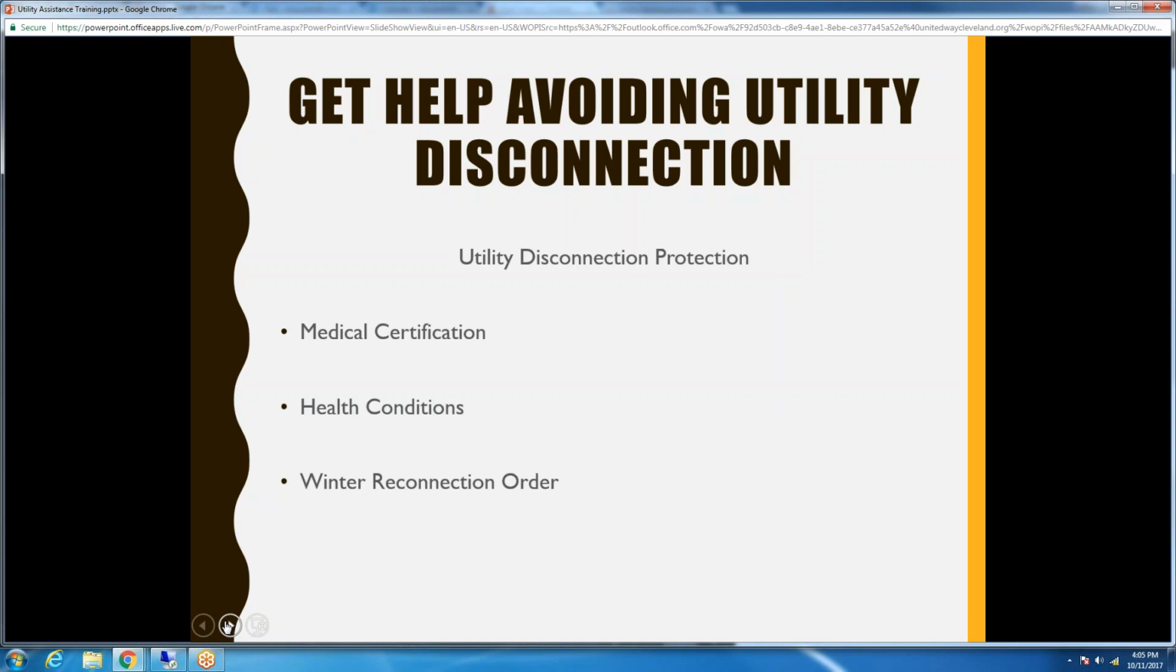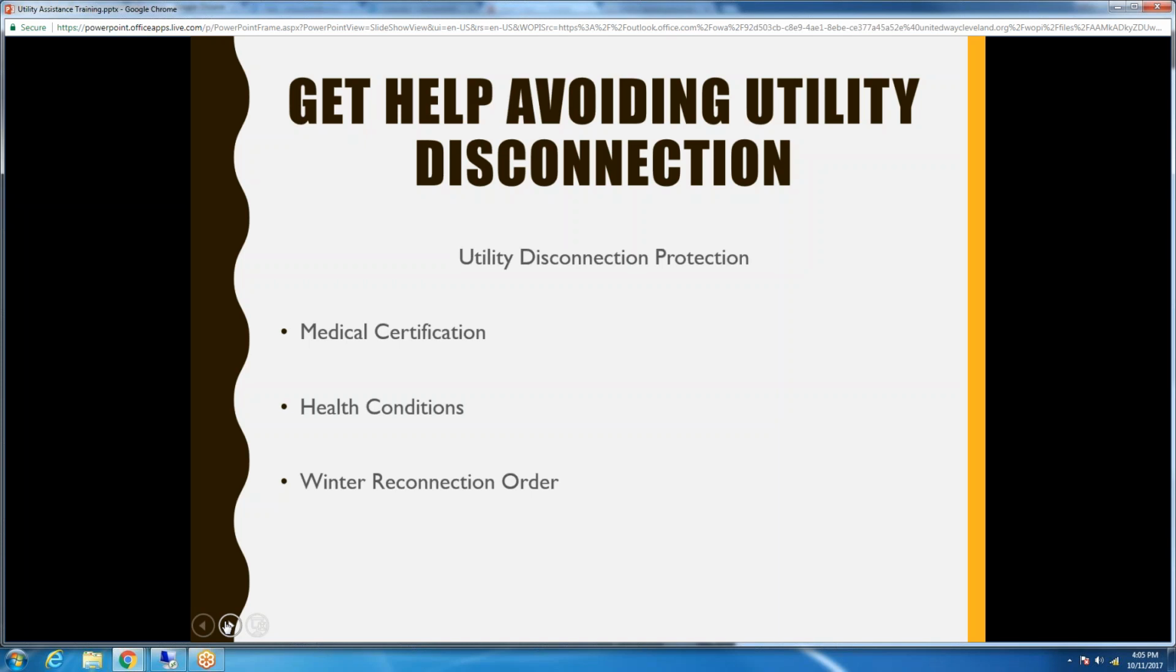So we'll talk about the medical cert here for a moment. It provides a 30-day delay in utility shutoff when the shutoff would make operation of necessary medical or life support equipment impossible to remain in the household during a shutoff, so that's important.